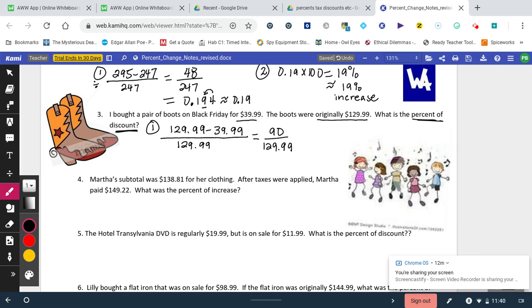Okay, let's divide that by $129.99, the original price, and we get a long decimal again. All right, so here we go. Let me write the decimal. All right, so here's our decimal.